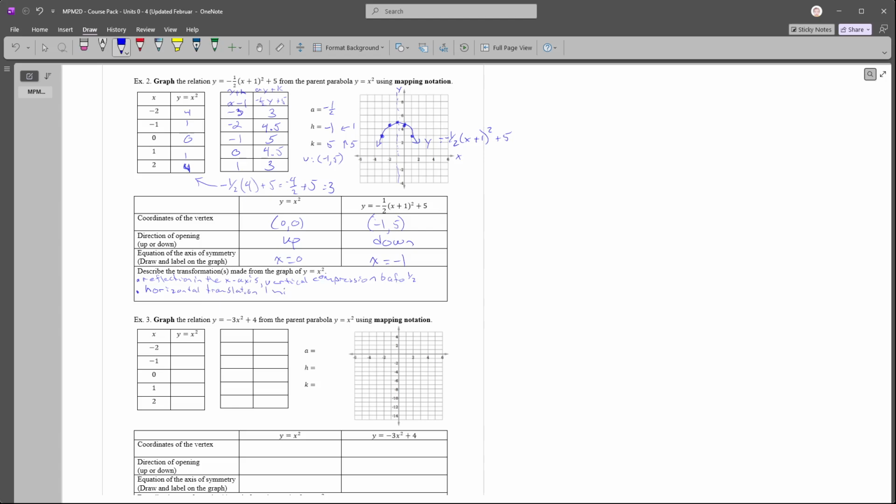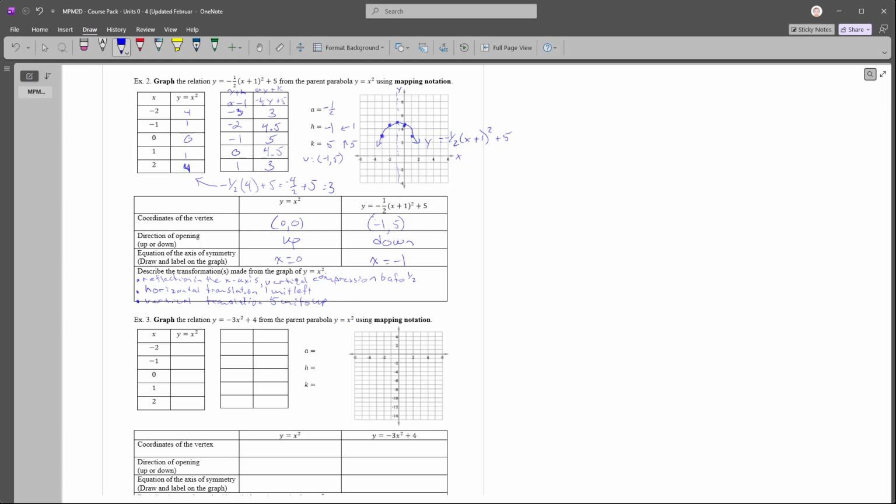One unit left. And our vertical translation, yes, vertical translation, in this case, 5 units up. That's all the change that occurred.